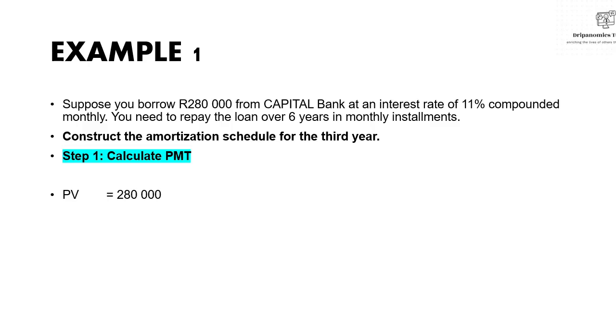So PV is 280,000 rand. And it says here 6 years in monthly installments, so you would say 6 times 12, which gives you an N of 72 months. Interest is 11%, given to you. Future value is 0, because after you are done repaying the loan, what's left? Nothing is left. You are done repaying the loan.